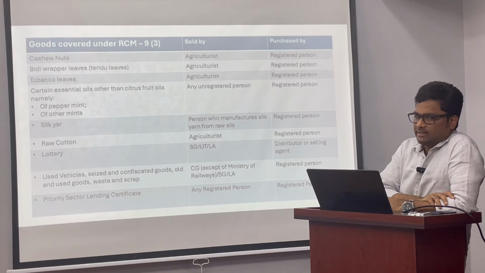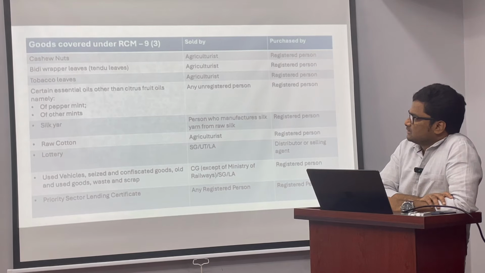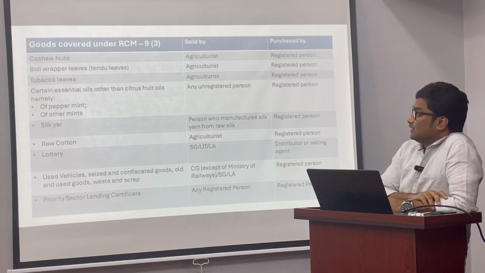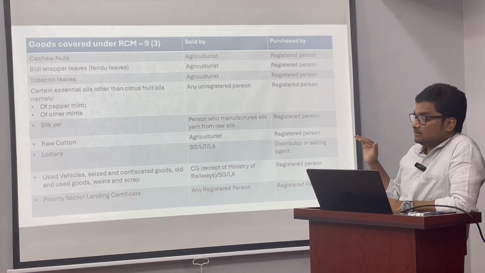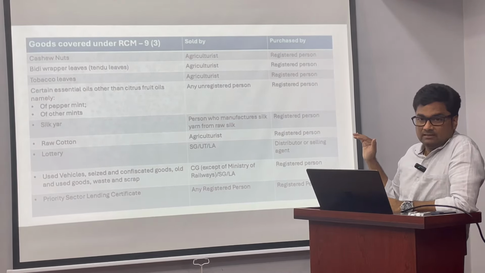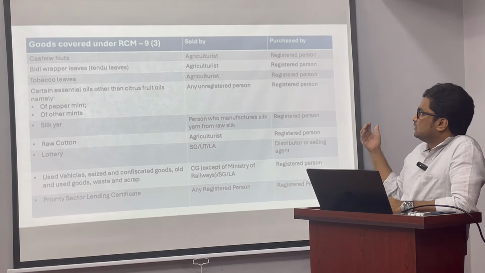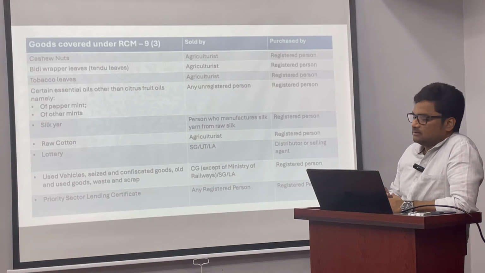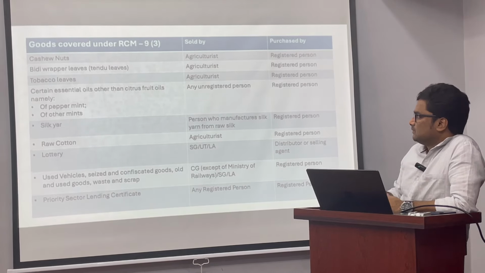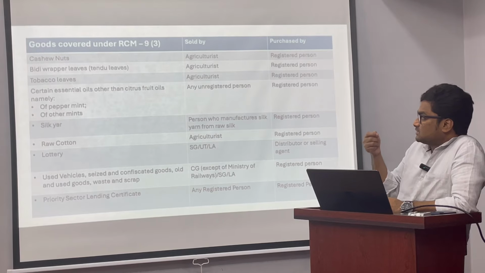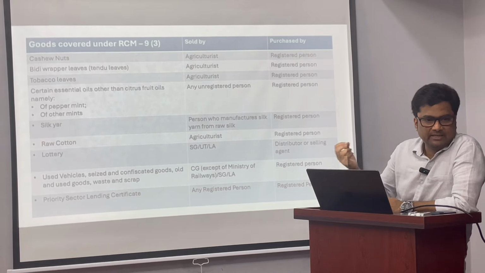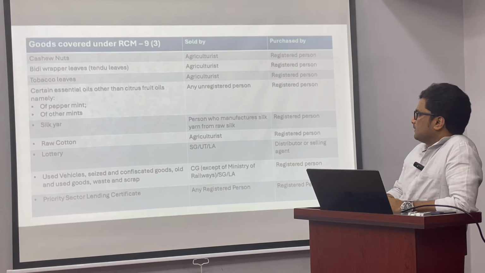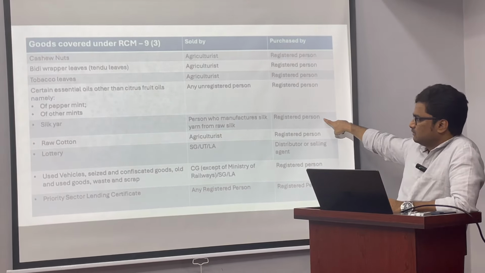Certain essential oils other than citrus fruit oils, namely of peppermint or other mints. Here, not an agriculturist. Who is the seller? Any unregistered person. Who is the buyer? Registered person. Silk yarn: the person who manufactures the silk yarn from raw silk. He takes raw silk and converts it into silk yarn. Who is the buyer? Should be a registered person.